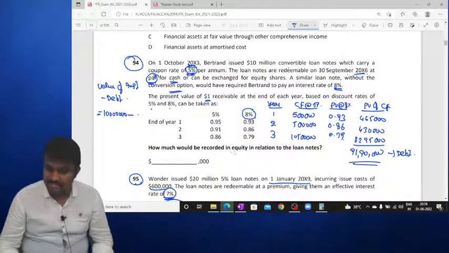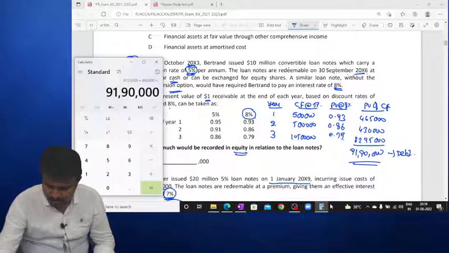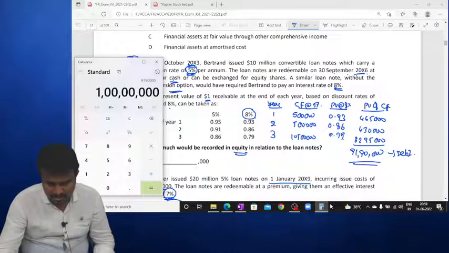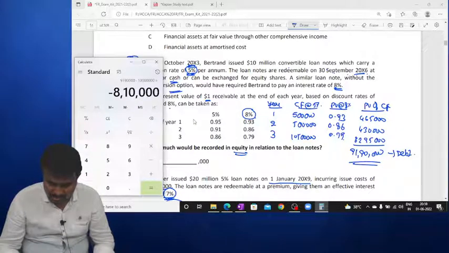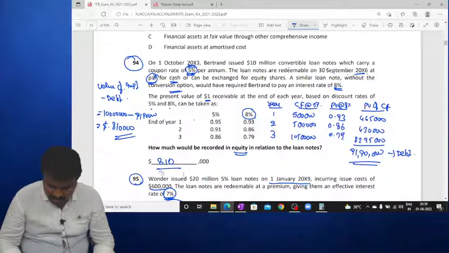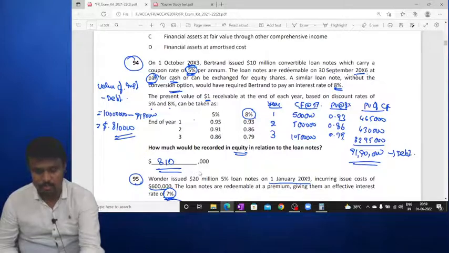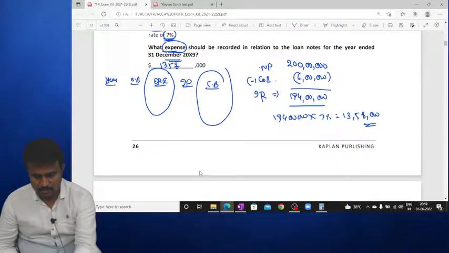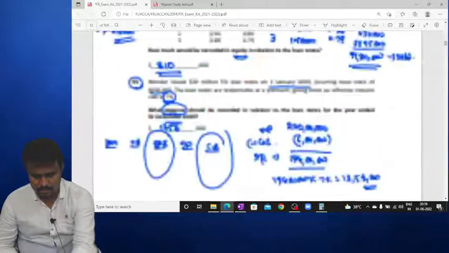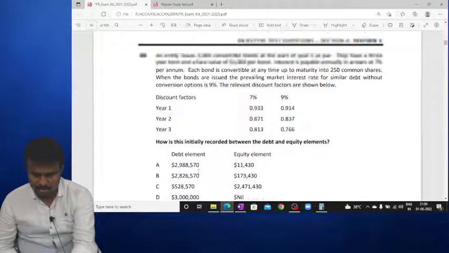But the question is not asking for the debt element, they need the equity. So from the value of the instrument, if you reduce the debt element of 91 lakh 90,000, what is the amount? 100 lakhs minus 91 lakh 90,000 is 8 lakh 10,000. So 8 lakh 10,000 is the equity portion. These remaining problems we already did.